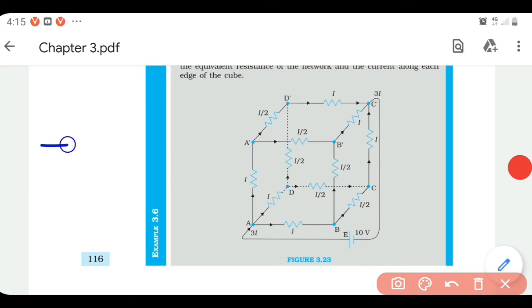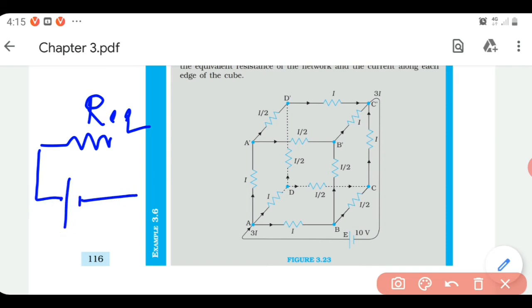R equivalent. It is connected to a cell of EMF 10 volt. So R equivalent we need to find, and the current sent by the cell is what? It is 3I. I is 4, so it is 12 ampere. 4 ampere is the current, that is I. So we have 12 ampere, the total current.